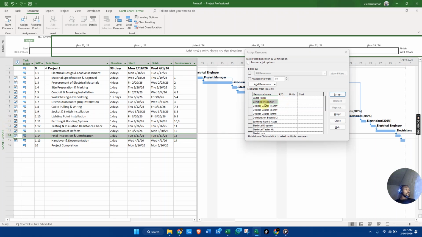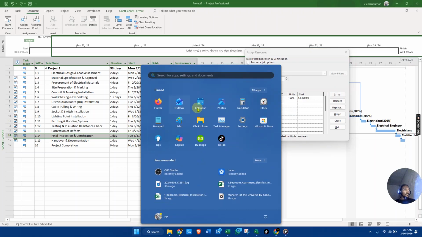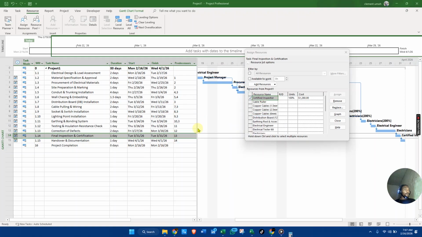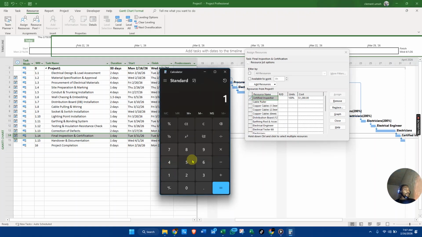Yeah, so look, we assign him. Let's assign him 160. That's 8 hours. That's 1 day. You understand? Let's try it. Let's look at the calculation. 160 times 8 hours, 1,280. That's what we get over there.